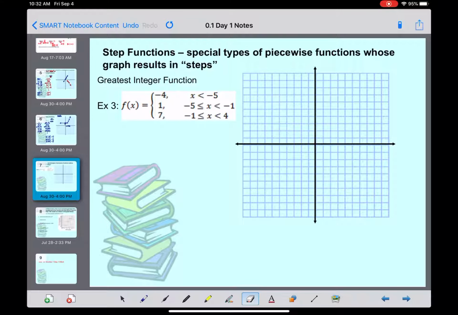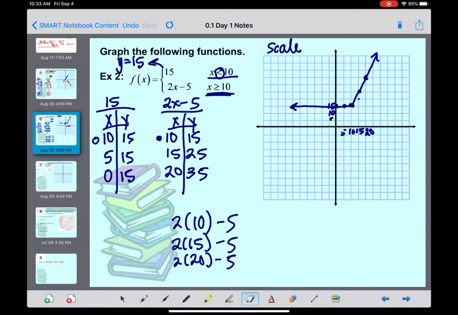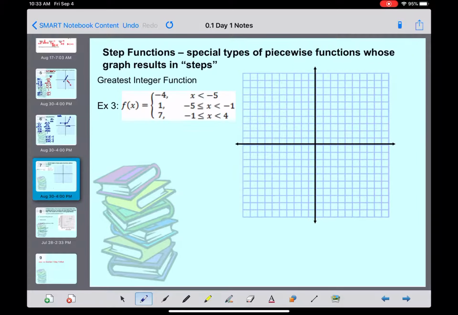So notice that when we see this graph or this equation, all of these are just numbers. So what that means is it's going to look like this one did when it was just a number. So 15 is just a number. That was a horizontal line. So we're going to have a bunch of horizontal lines, which is why it's called a step function. It's also called a greatest integer function here. Okay, so we have an idea in our mind. We're going to have horizontal lines.